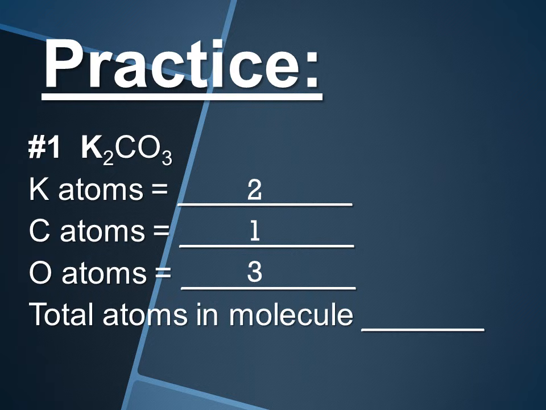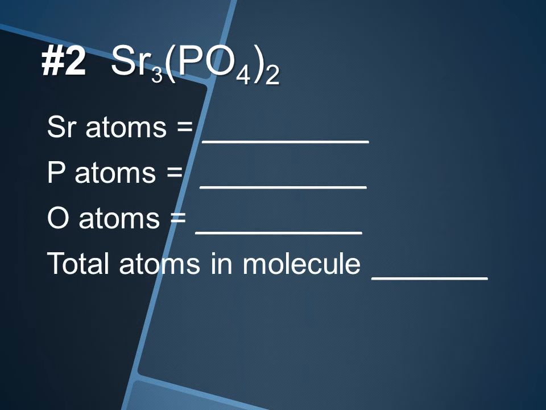So how many total atoms? Did you figure out that there are 6? Okay, so 2 plus 1 plus 3 is 6. Okay, so those are easy. So a little more challenging here. So take a minute, see if you can figure this out.